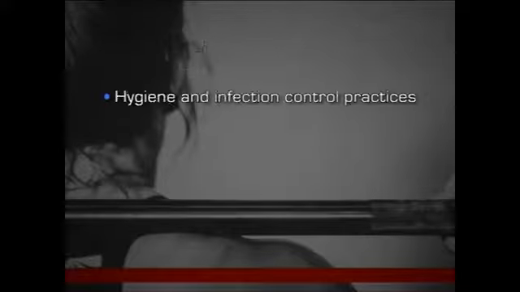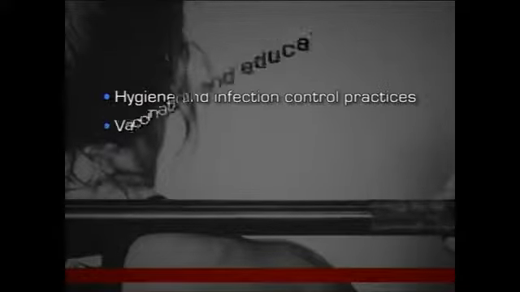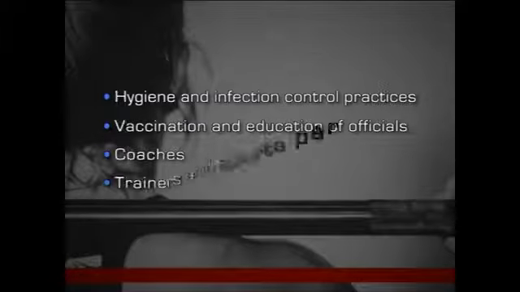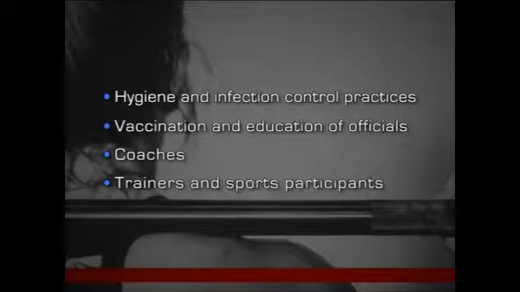This paper reviews the most commonly reported infectious diseases among athletes and discusses the potential for transmission of bloodborne diseases in sports. Guidelines are provided regarding measures to prevent transmission of infectious diseases in athletic settings, including hygienic and infection control practices, vaccination and education of officials, coaches, trainers, and sports participants.